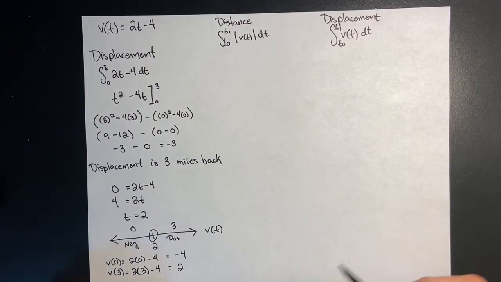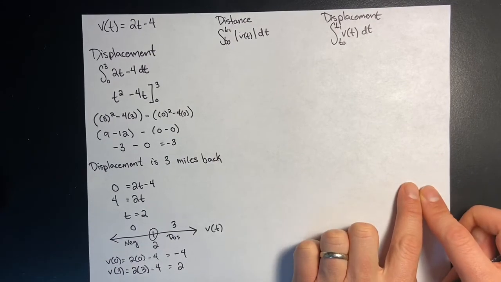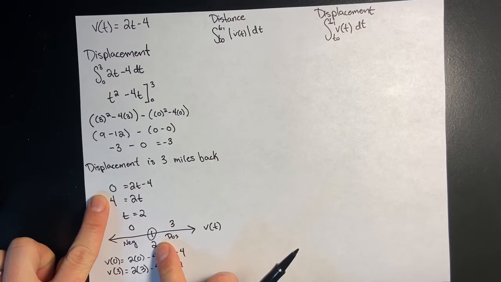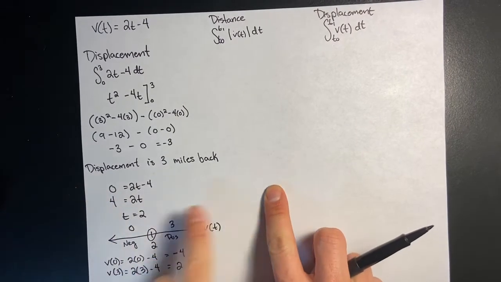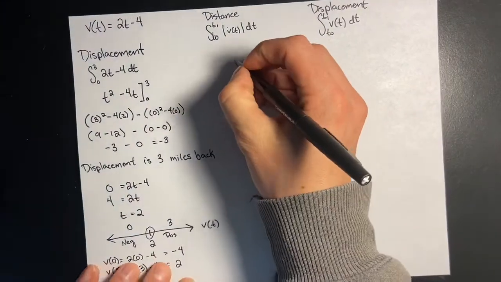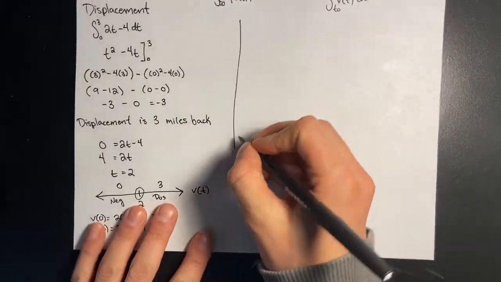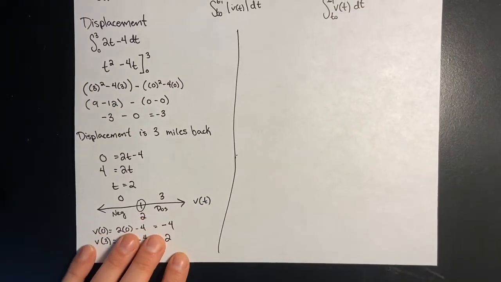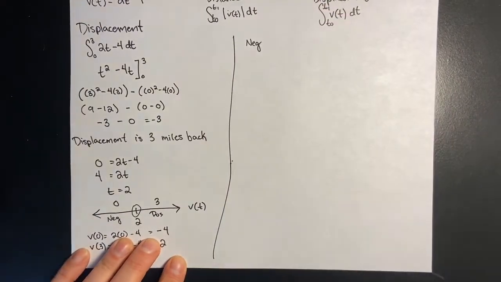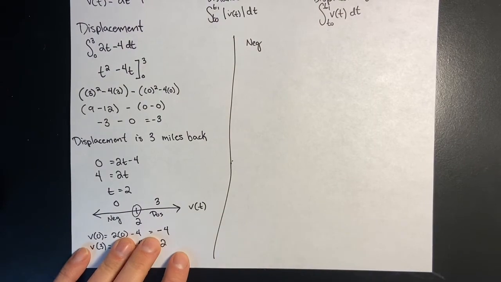Okay, now I'm going backwards. I start at hour 0, and I'm going backwards for 2 hours, and then I go forward for 1 hour between hours 2 and 3. So these are the 2 integrals that I need to set up. Let's focus on the negative. Boy, isn't that life, huh?